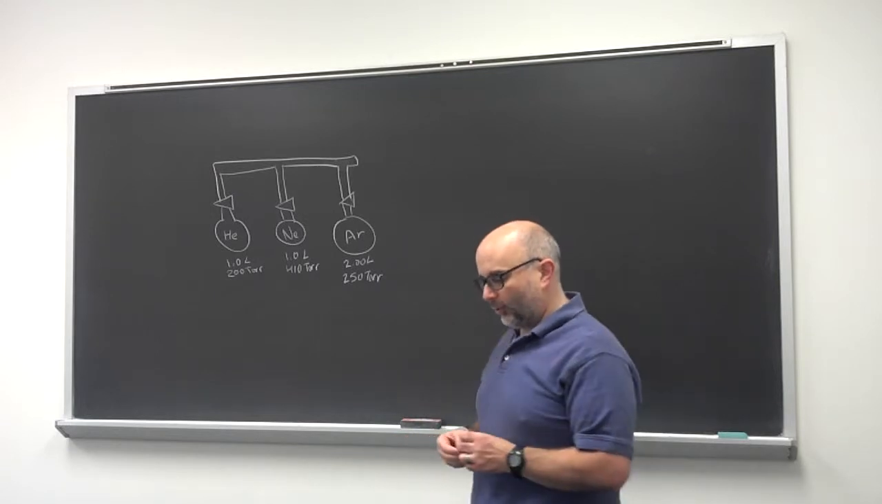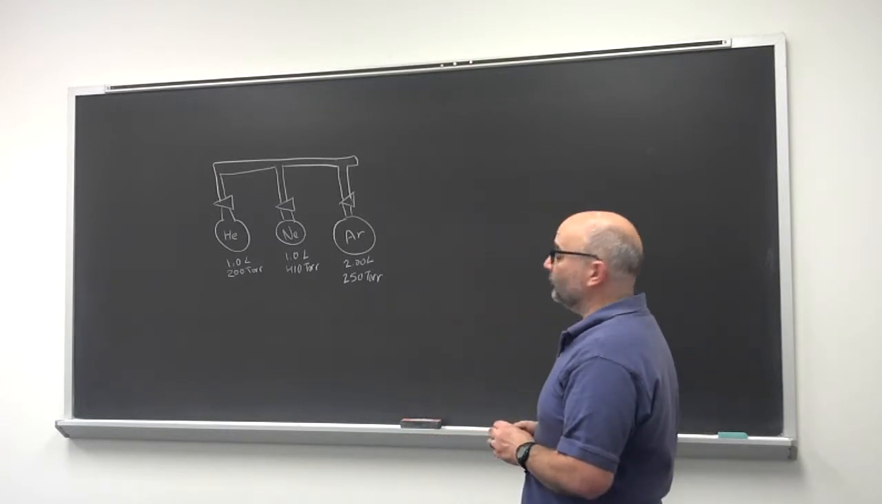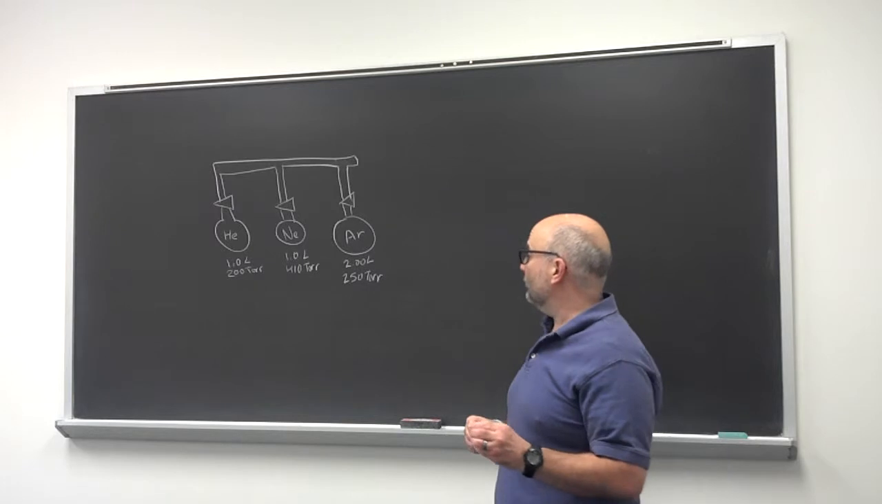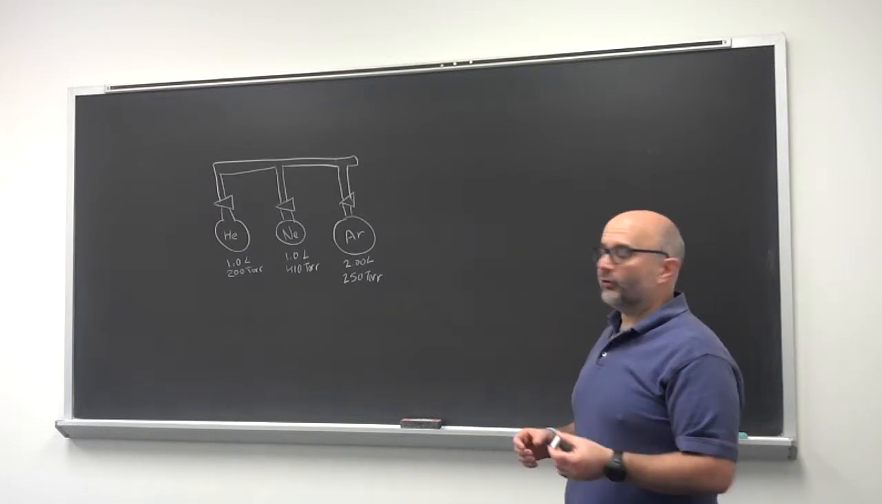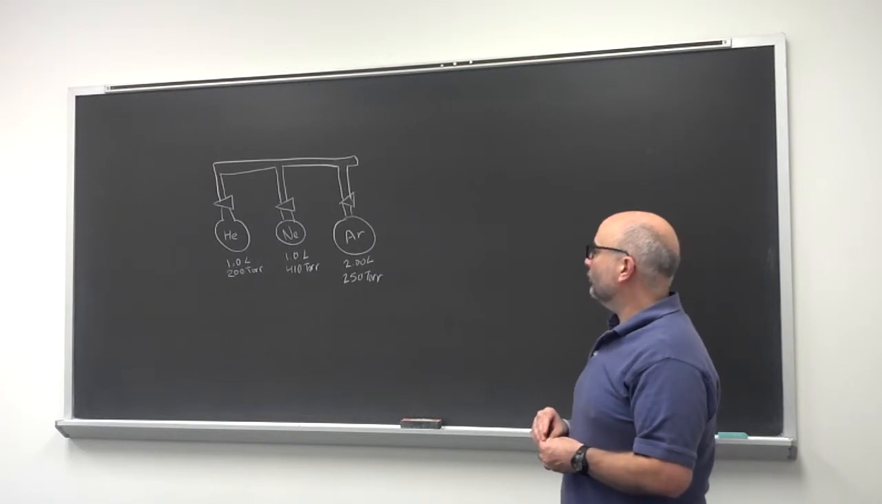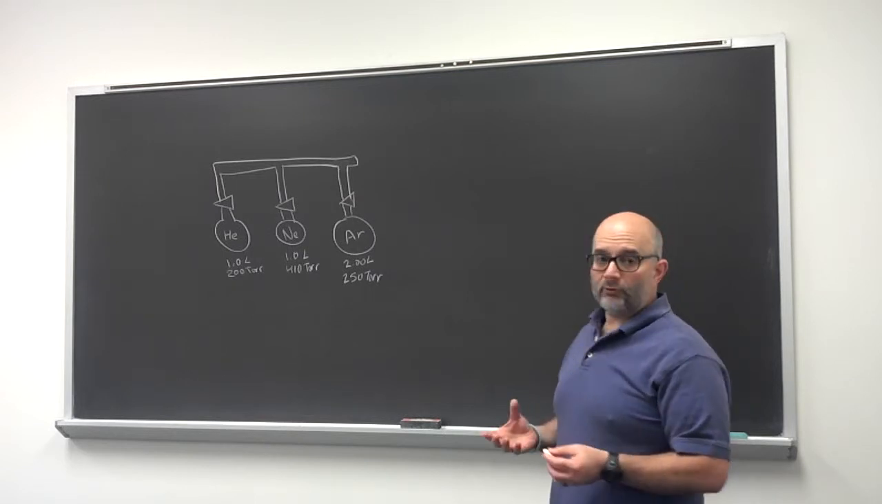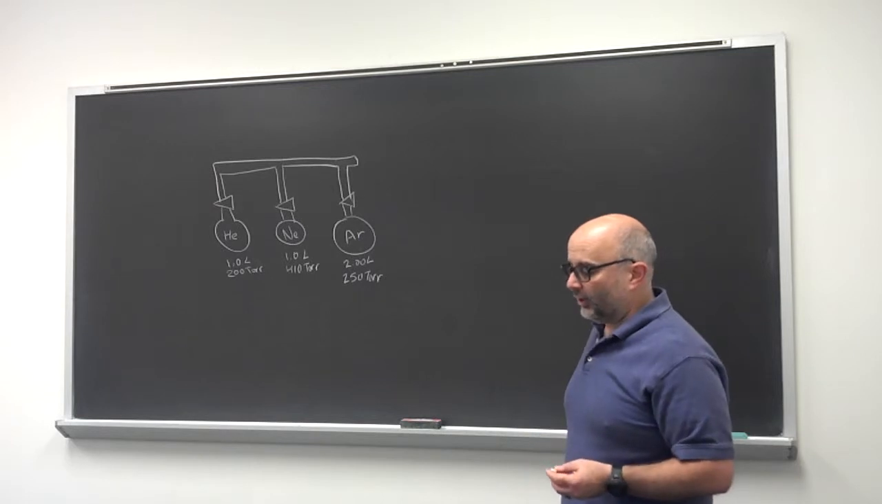And the question asked to calculate the final partial pressure of each gas when all these are opened together, and what the final total pressure is going to be. So the idea is that when you open up these containers to each other, this becomes one large container with a volume of 4 liters, and the gases just mix together.